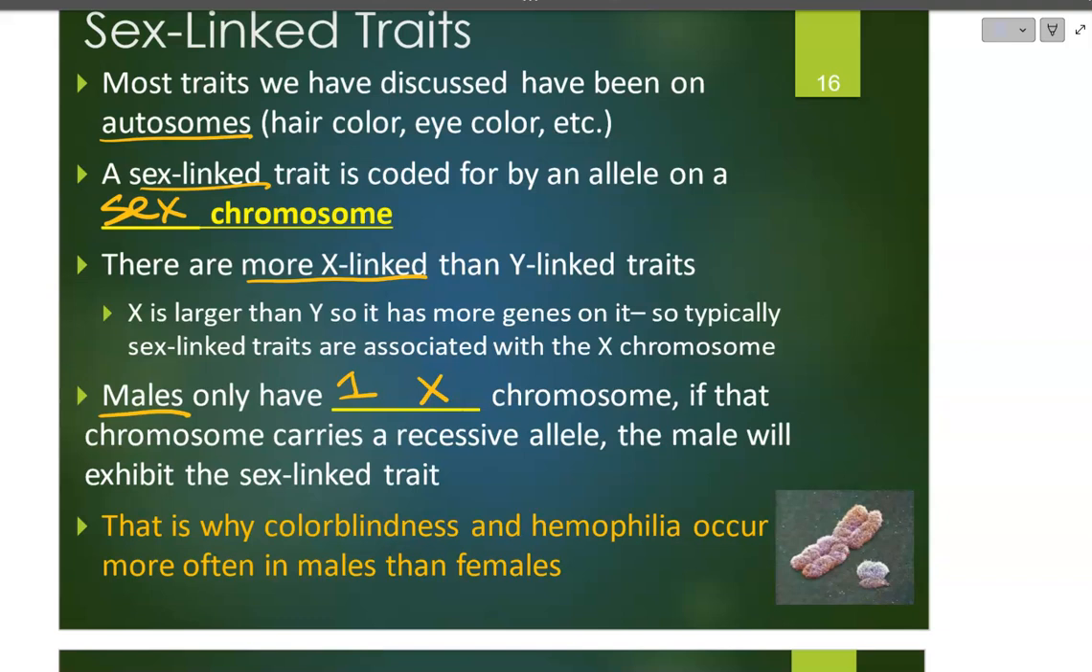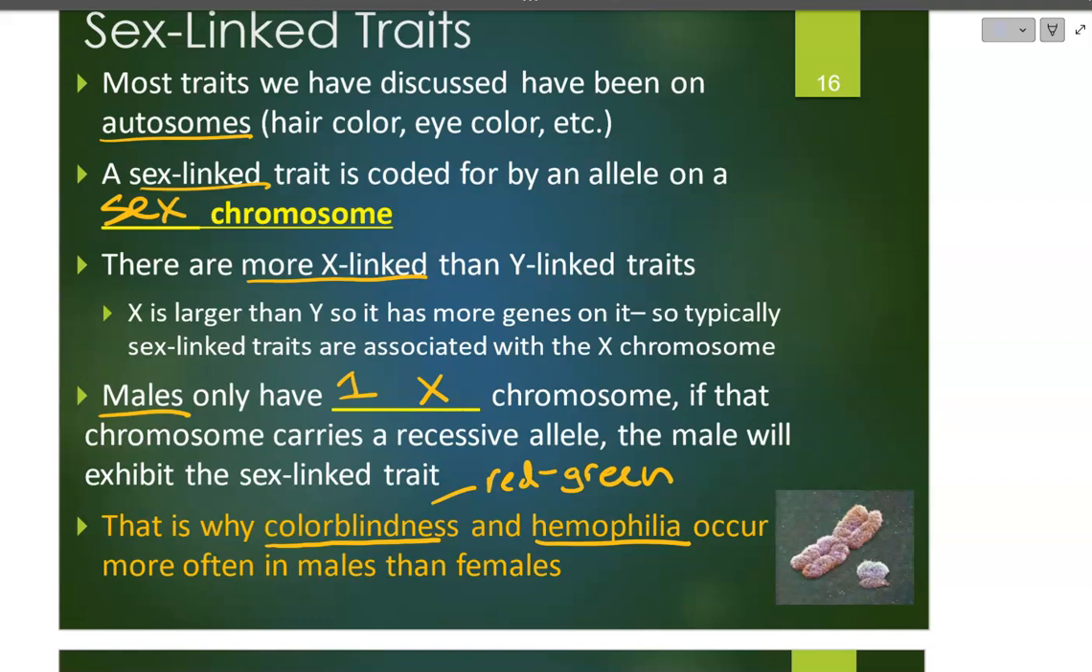So for example, we're going to talk about color blindness, specifically red-green, because there's also blue-yellow. That type of color blindness is typically found in males more than females, which we're going to talk about why. And then also hemophilia, which is a blood disorder, which can also be found more in males than females.